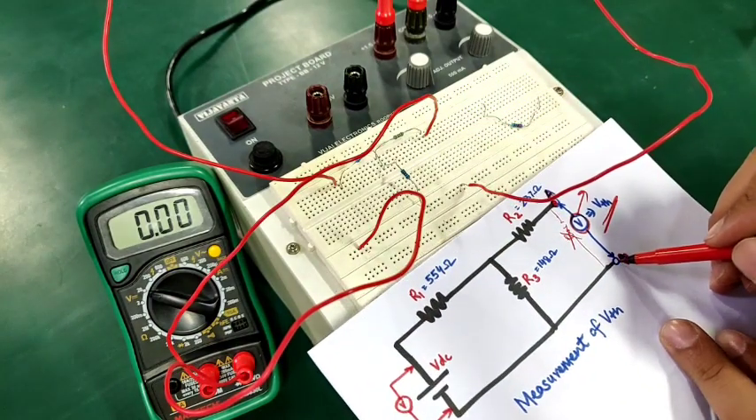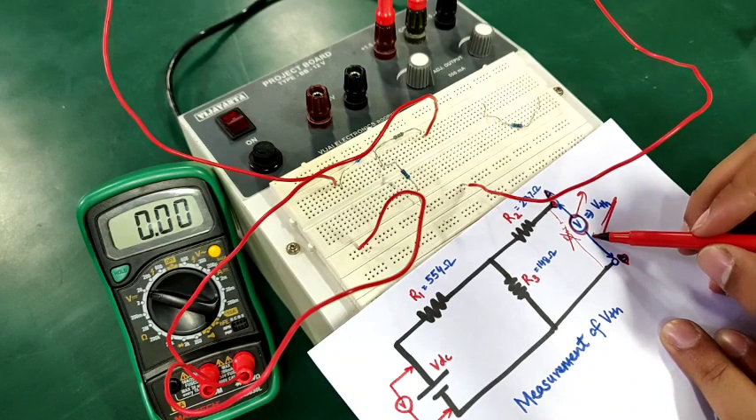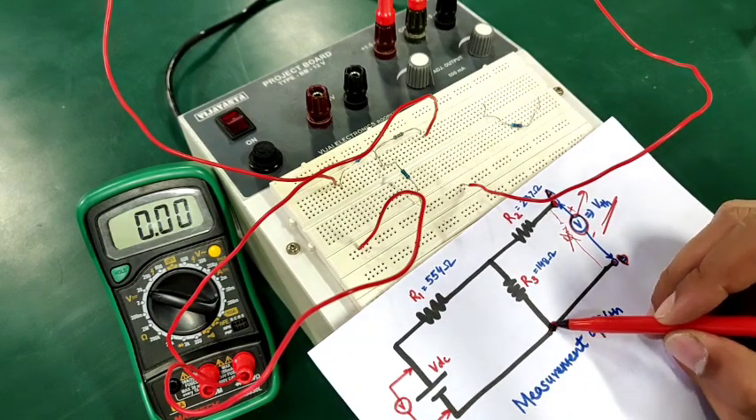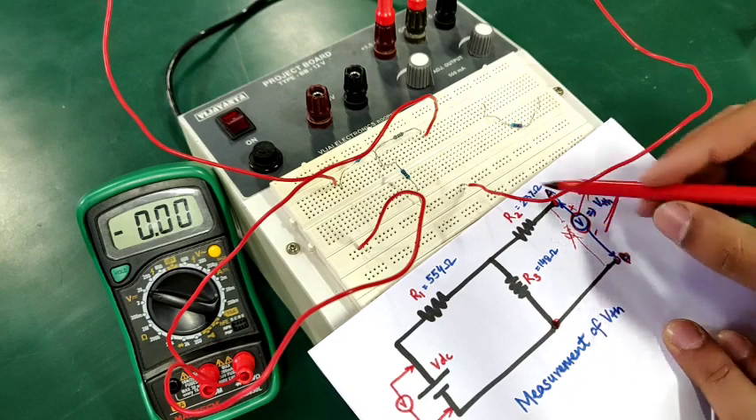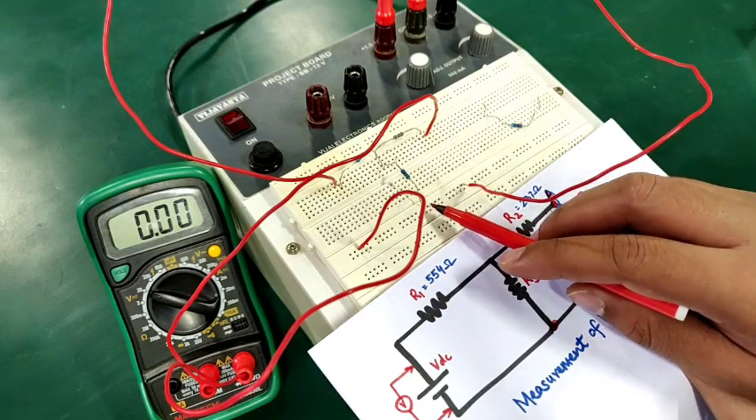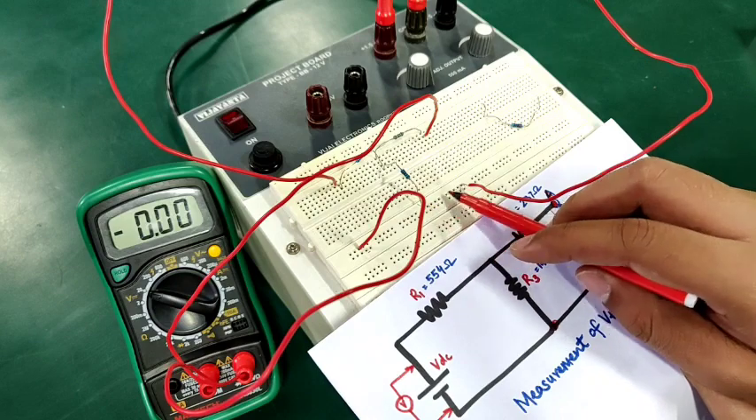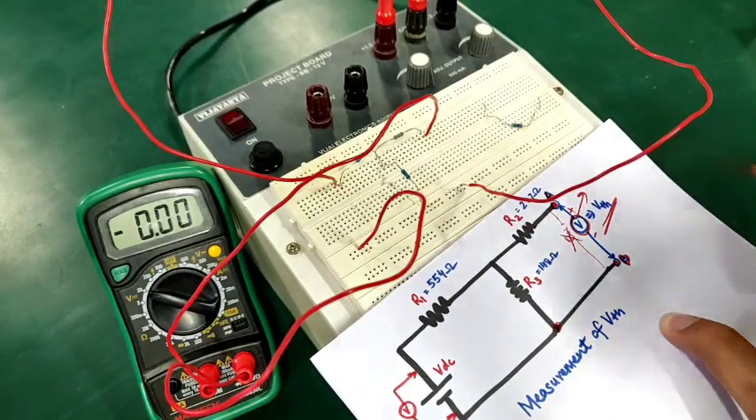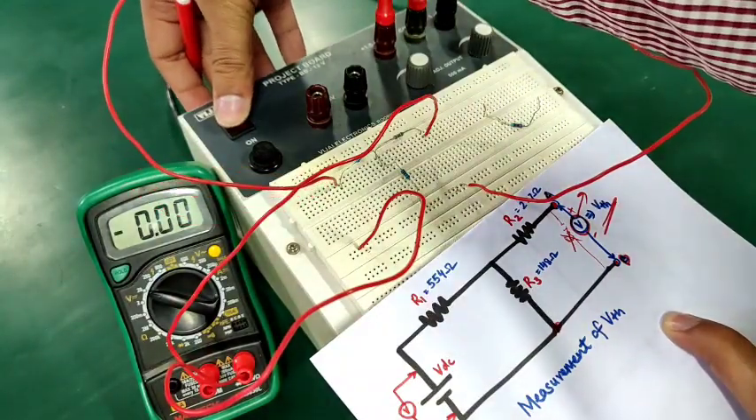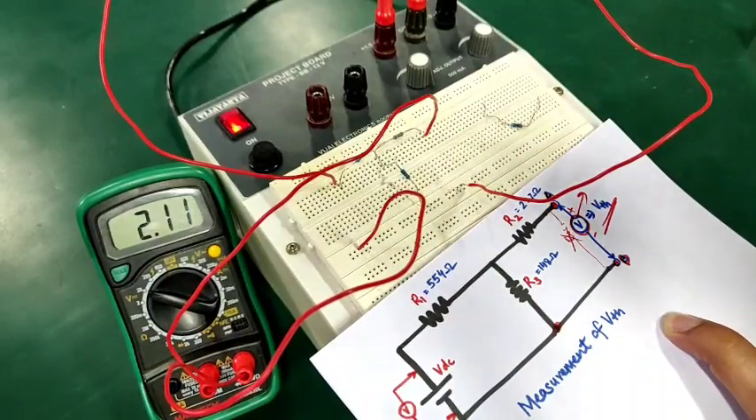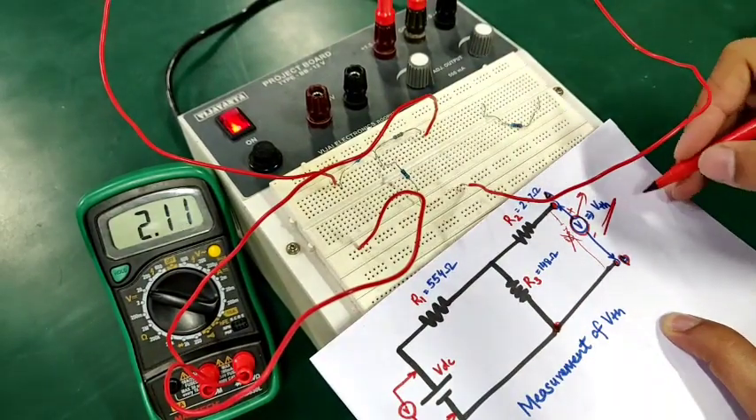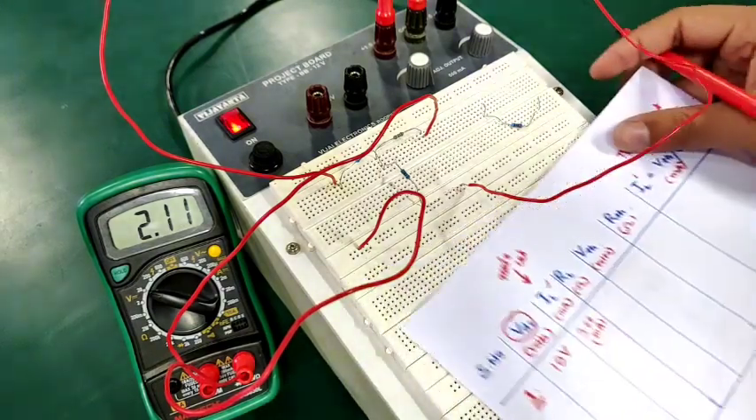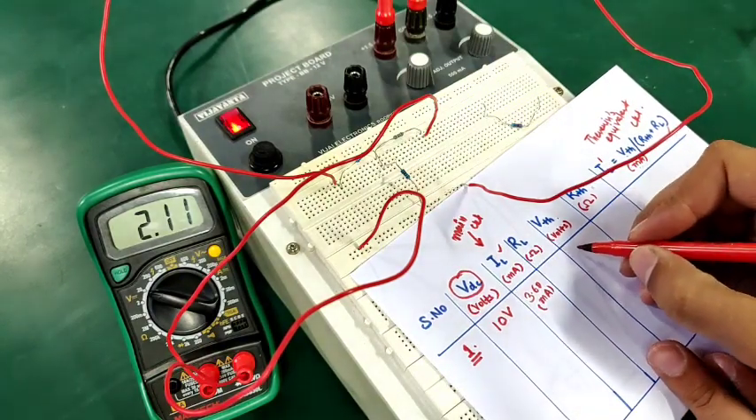The other terminal of the voltmeter, let us say this is the negative terminal and this is the positive terminal, is going to point B, which is connected with R3. Let us see whether it has been connected on the breadboard. Yes, now they are connected with each other. Let us turn on the power supply and see how much VTH is. The VTH is coming to be 2.11 volts. I am going to note it down as well.